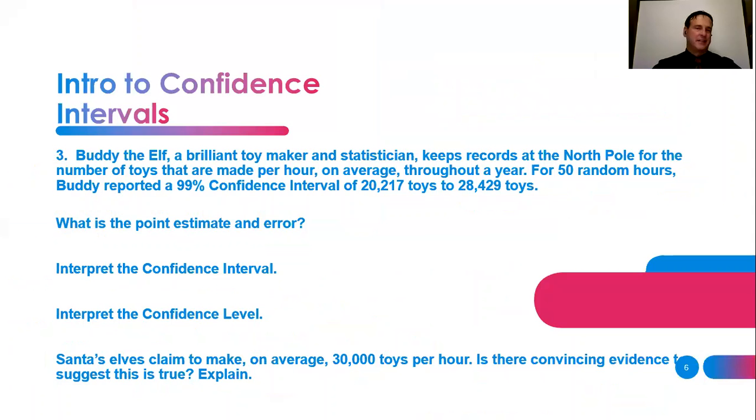Here's the last thing. Since we're in the holiday season, I'll reference one of my favorite movies, Buddy the Elf. From the movie Elf, we say that he's a brilliant toy maker and statistician. He keeps records at the North Pole for the number of toys made per hour on average throughout a year. It says for 50 random hours, Buddy reported a 99% confidence interval of 20,217 toys to 28,429 toys.